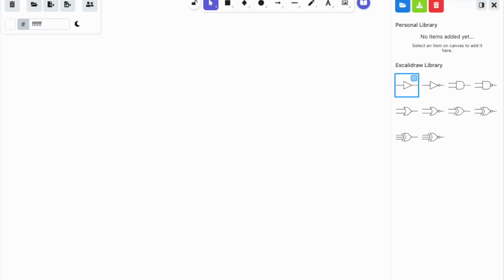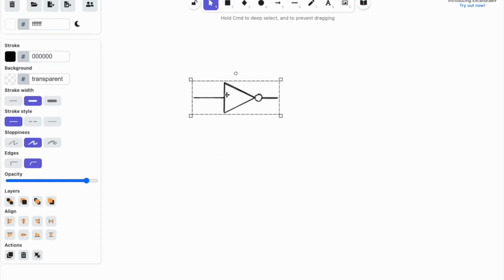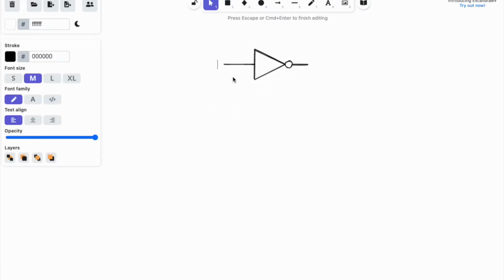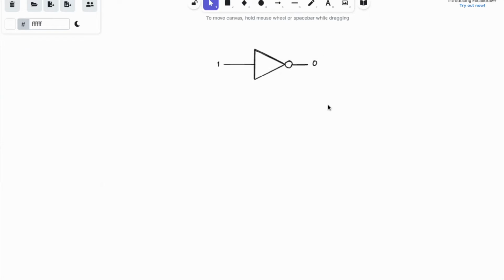To start with, we have the NOT gate. The NOT gate takes some signal and outputs the inverse of the signal. So in this case, given that we're dealing with binary, if we have a signal of 1 come in, we'll get a signal of 0 coming out.